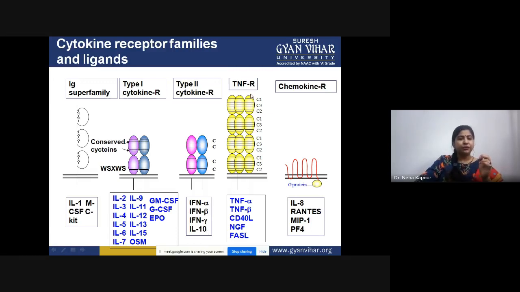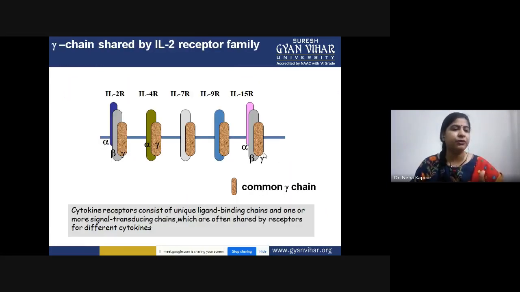In case of tumor necrosis factor R, it is a quite long receptor and the major site of tumor necrosis factor alpha, beta, CD40, Fas ligand. There is chemokine receptor also, that is basically a transmembrane alpha helical receptor that spans the cell membrane. In that case, it is the main attachment site of interleukin 8, PF4.